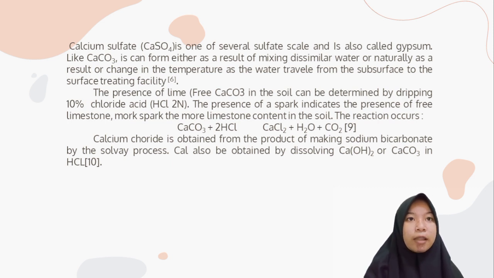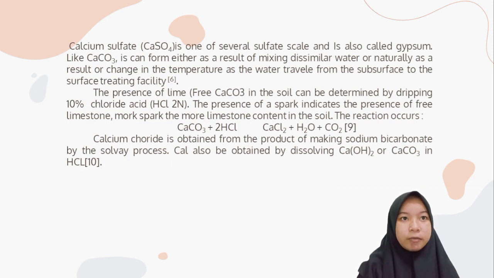The presence of free calcium carbonate in the soil can be determined by dripping 10% hydrochloric acid. The presence of sparks indicates the presence of free limestone. The more sparks, the more limestone content in the soil. Calcium chloride is obtained as a product of making sodium bicarbonate by the sulfate process. It can also be obtained by dissolving calcium hydroxide or calcium carbonate in HCl.